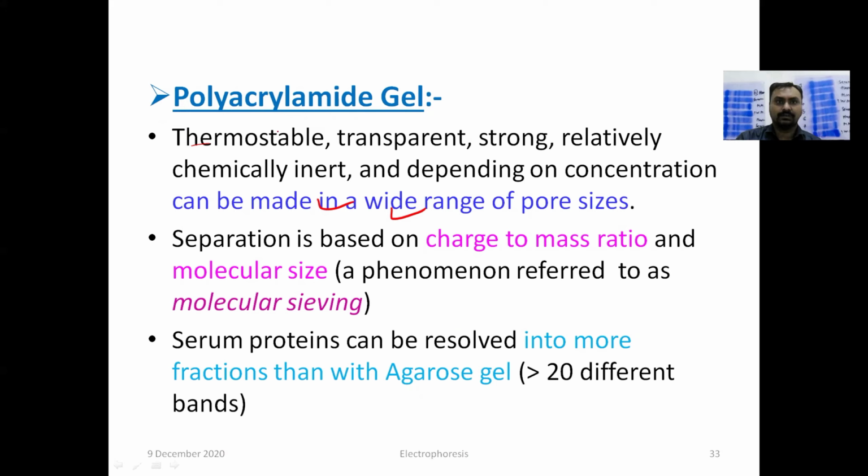Polyacrylamide gel is thermostable, transparent, strong, relatively chemically inert, and depending on the concentration, it can be made into different pore sizes. It is a very good gel also, but preparation is a little complicated. Okay, and it can be hazardous also.